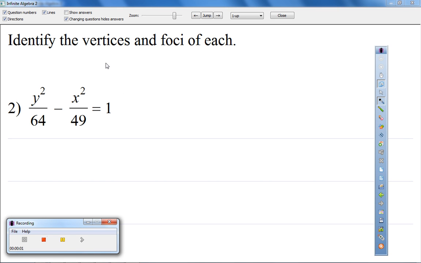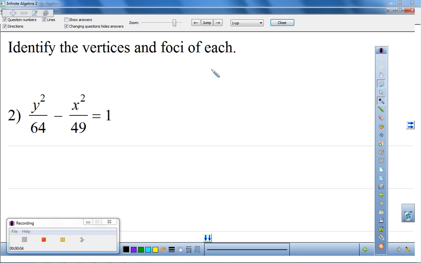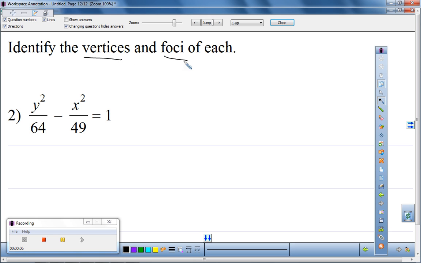Alright, so here's another example of how to find the vertices and the foci. Again, a squared is equal to 64, remembering that in a hyperbola, a always comes first. So a squared is equal to 64. Take the square root. a is equal to plus or minus 8. We don't have to find b because nothing we're looking for is affected by it.